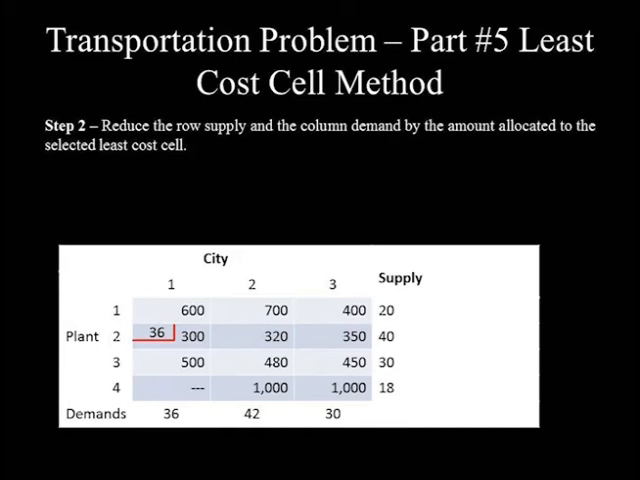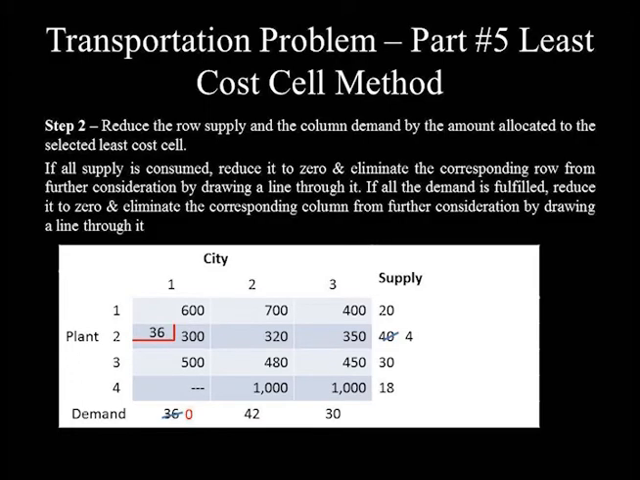Step 2: reduce row supply and column demand by the amount allocated to the selected least cost cell. Deducting the allocated 36 from the corresponding demand and supply reduces the demand from 36 to 0 and supply from 40 to 4. The rule after this deduction is that if all supply is consumed, reduce it to 0 and eliminate the corresponding row from further consideration by drawing a line through it. Plant 2 supply is not reduced to 0; rather, 4 million kilowatt hour is left unused.